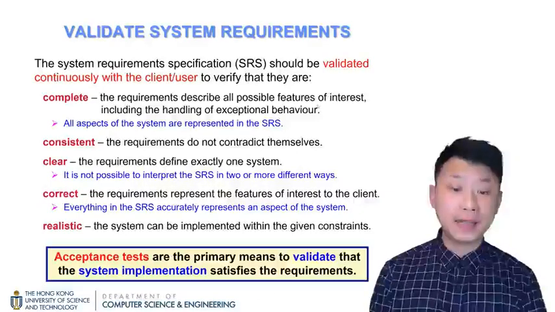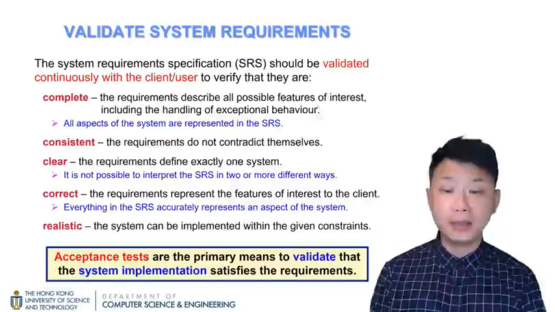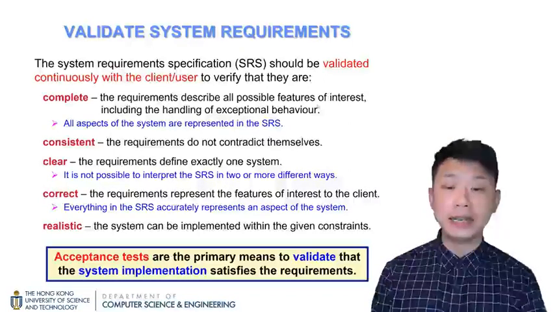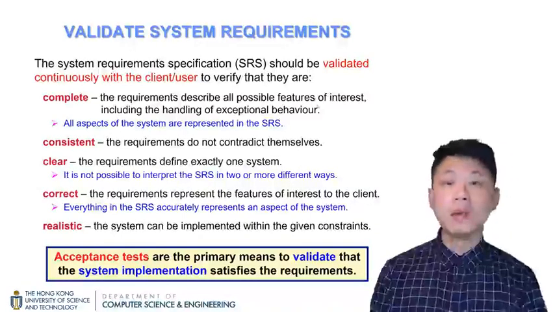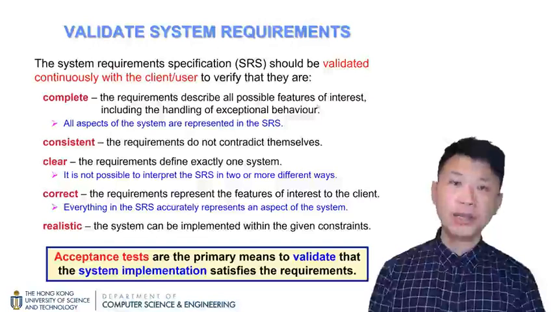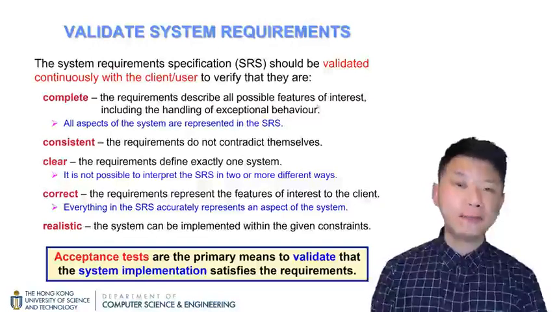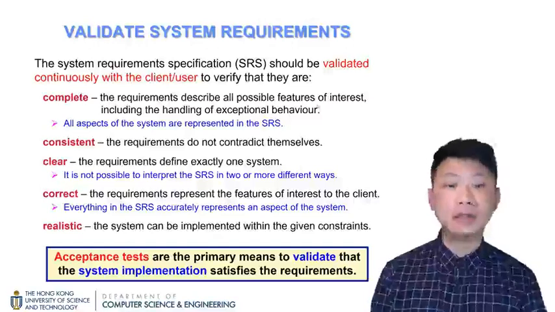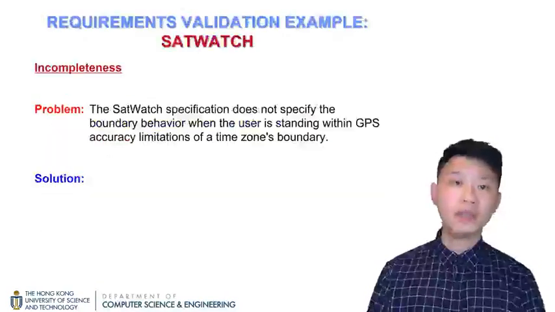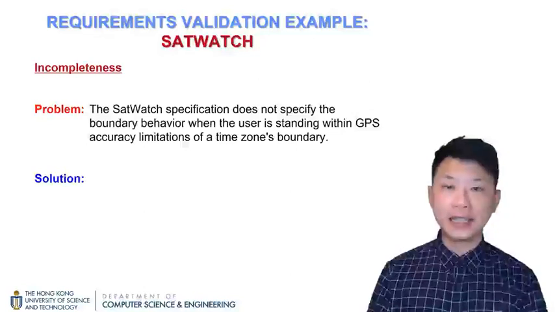So acceptance tests are the primary means to validate that the system implementation satisfies the requirements. And we will talk about acceptance tests when we talk about testing. In an acceptance test, we try to validate all the requirements in front of our client or in front of our user. So now we talk about some requirements validation examples.